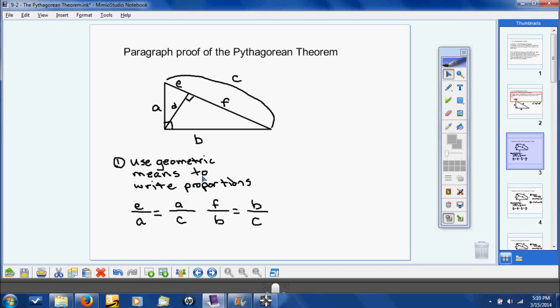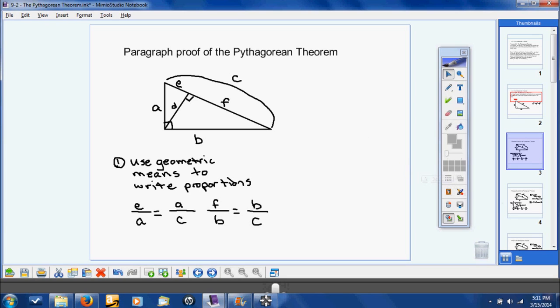So we have the information about geometric means so that we can write proportions. So we're going to write two proportions from this. We know that A is a geometric mean of C and E, and we know that in this picture B is a geometric mean of F and C. So we can get this proportion. Here are the geometric means, and here are those other pieces that we spent a long time talking about yesterday.